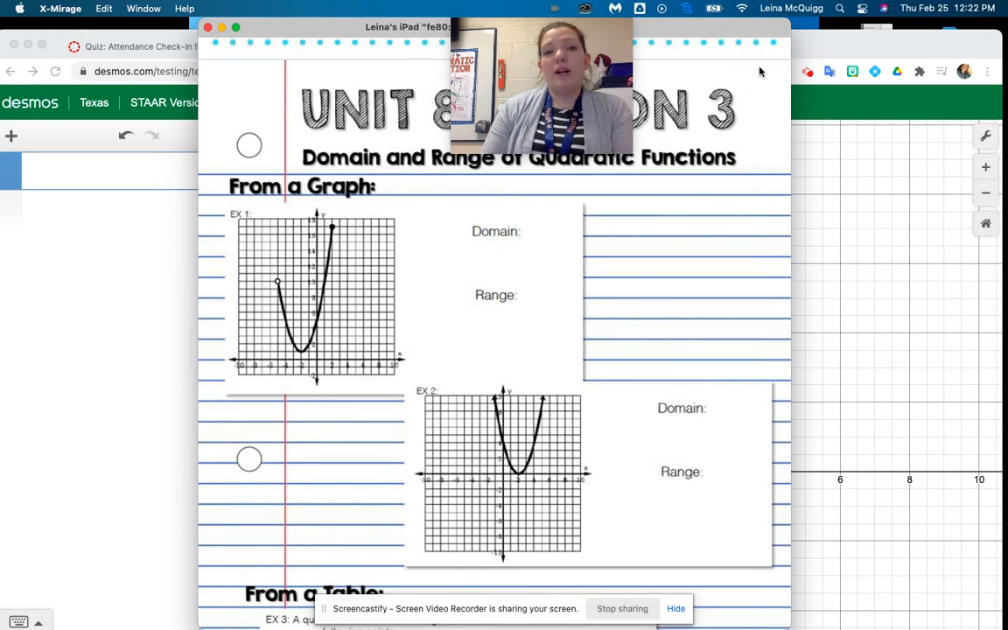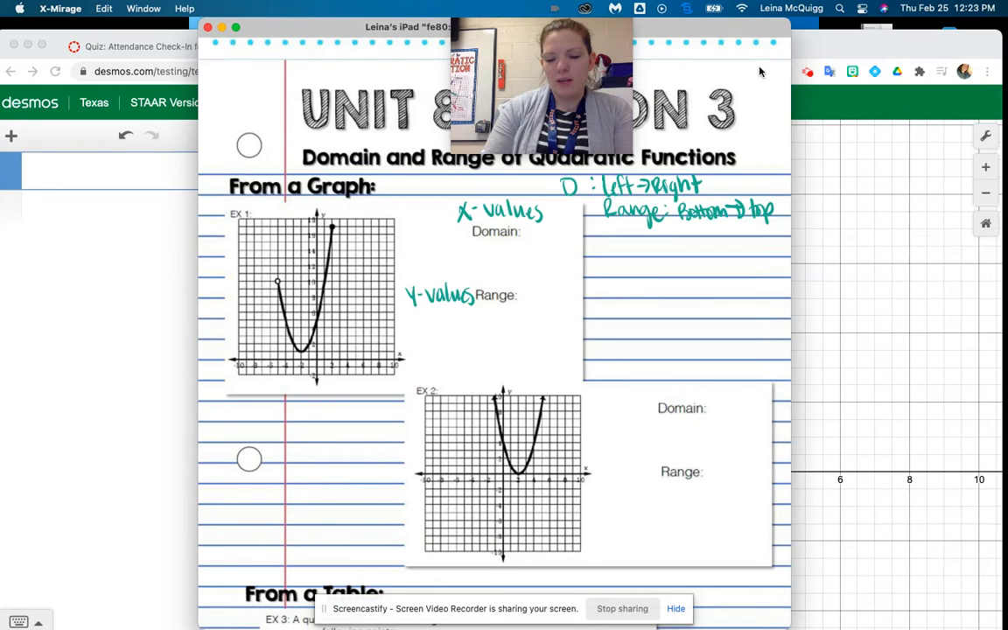We can find domain and range given different things. So the first part that we're given here is a graph. So when we're looking at a graph, our domain, if we remember, is all of our x values. Our range is our y values. And so when we do a domain, it's going to be from left to right. And range is bottom to top.